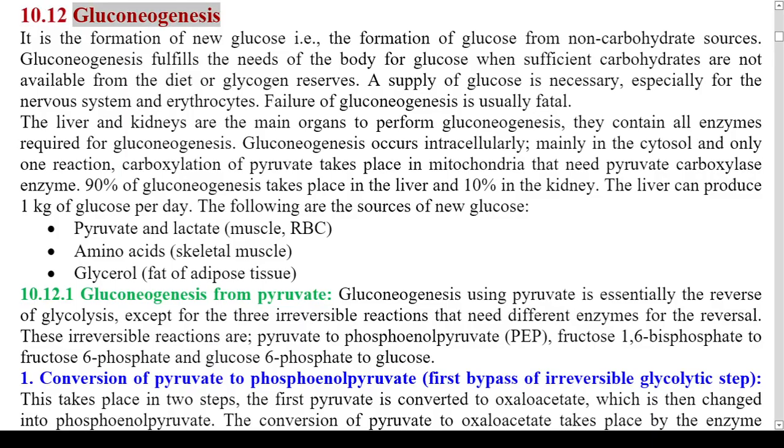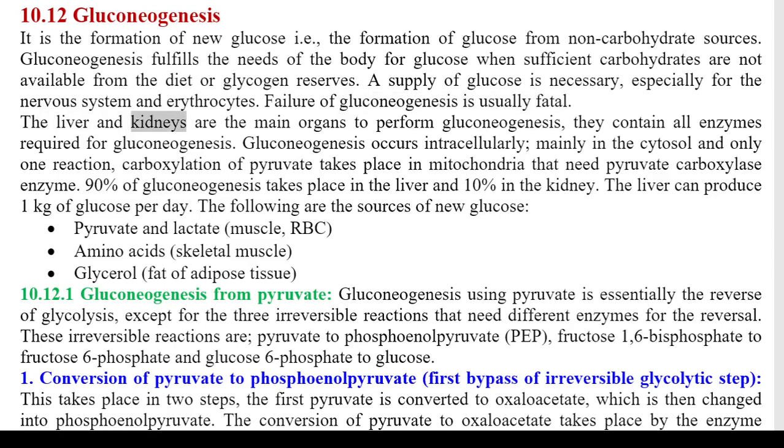10.12 Gluconeogenesis. It is the formation of new glucose, i.e., the formation of glucose from non-carbohydrate sources. Gluconeogenesis fulfills the needs of the body for glucose when sufficient carbohydrates are not available from the diet or glycogen reserves. A supply of glucose is necessary, especially for the nervous system and erythrocytes. Failure of gluconeogenesis is usually fatal.